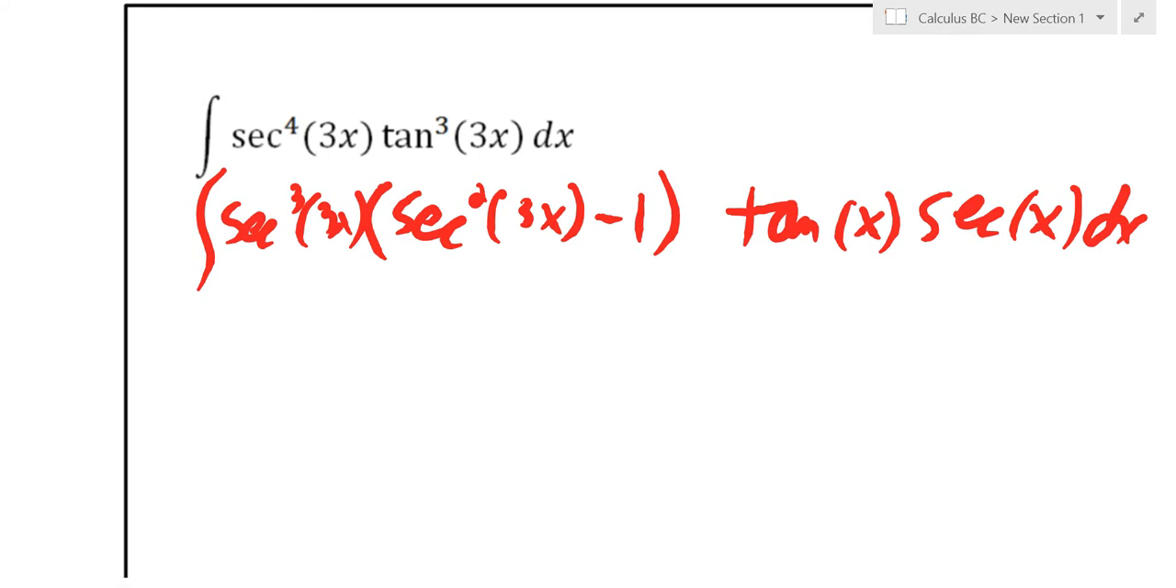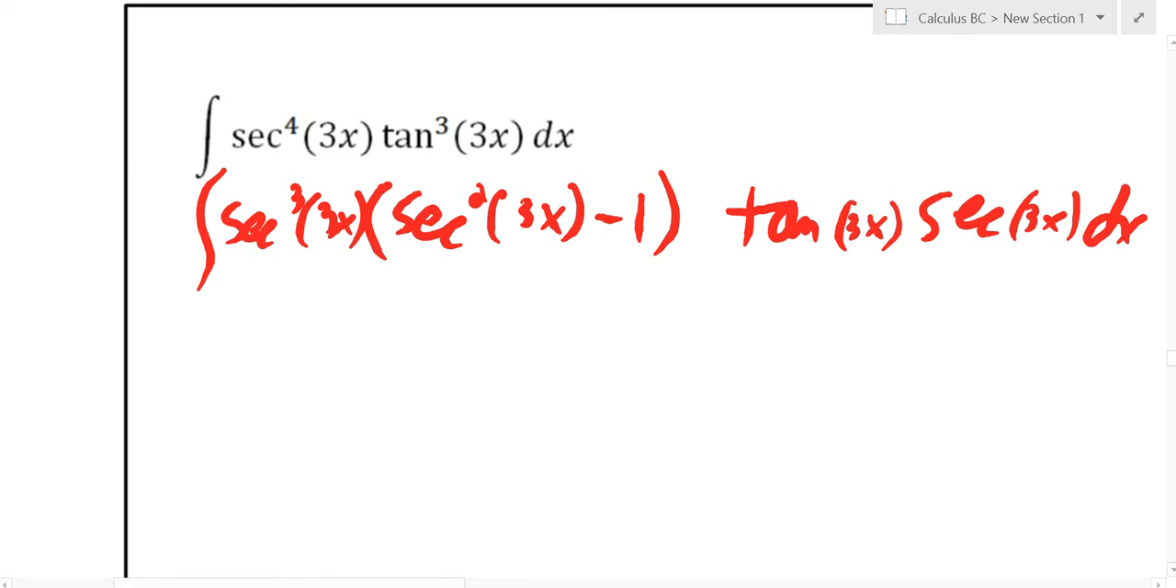Oh, you switched the tangent. True? No, come on. Catch up. You mean 3x? Oh, yeah, 3x. I'm sorry. Yeah. Because secant. Oh, yeah, you're right.